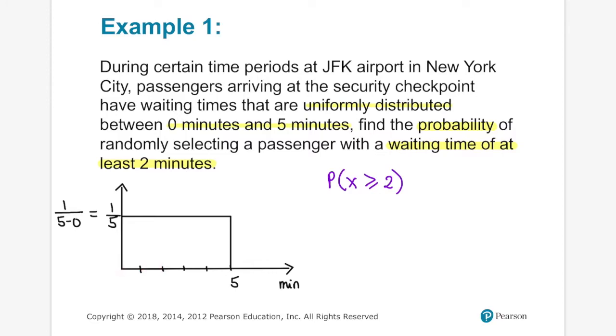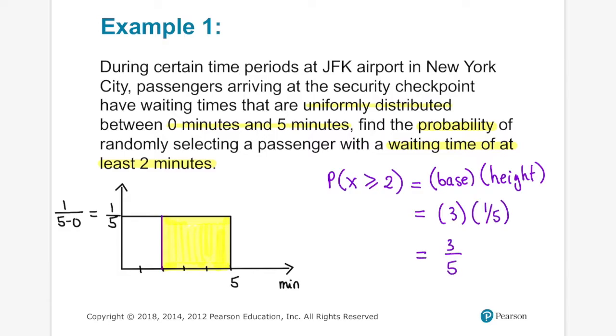0, 1, 2, 3, 4, 5. So 2 is right here and I want it to be 2 or greater. I want to find this area. So to find the area of a rectangle, I take the base times the height. So my base is 3, 1, 2, 3, and my height is 1/5. And my answer is 3/5 or 0.6.